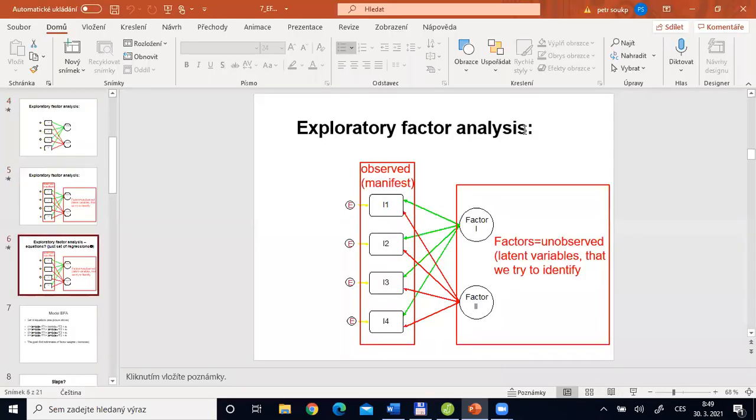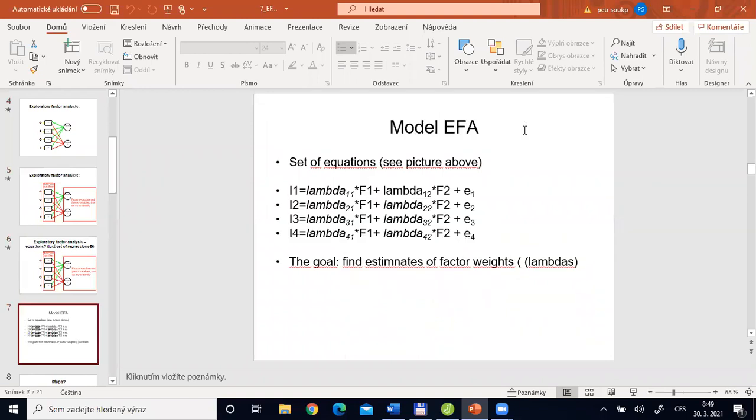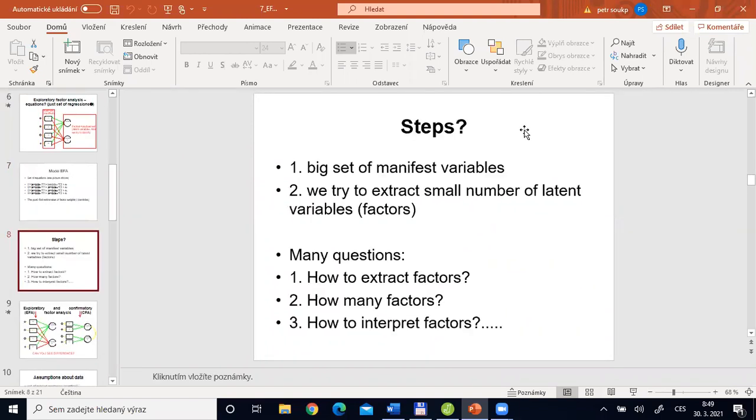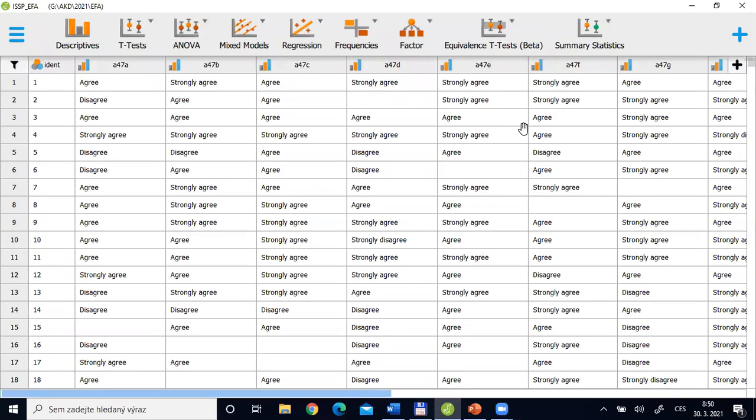So that's the technicality which is behind, and we have quite a lot of questions once again. The first question is whether there is a possibility somehow to replace original variables by factors that could be behind these variables.